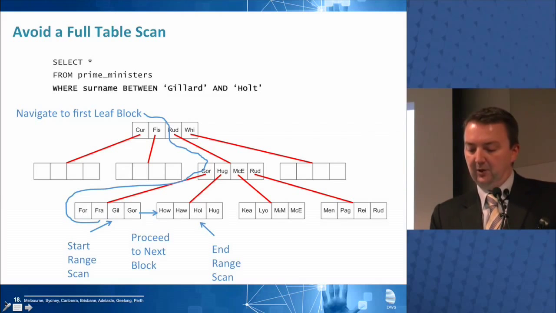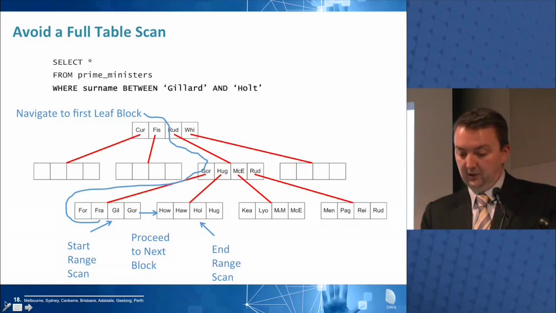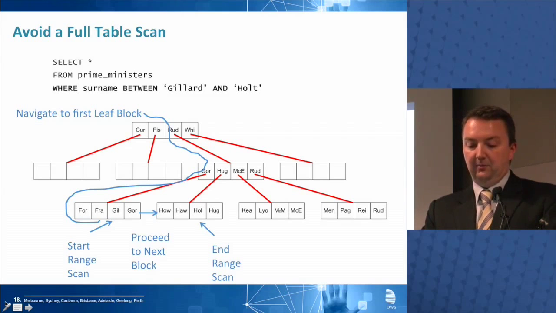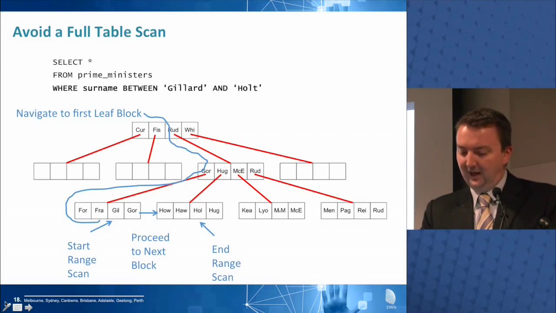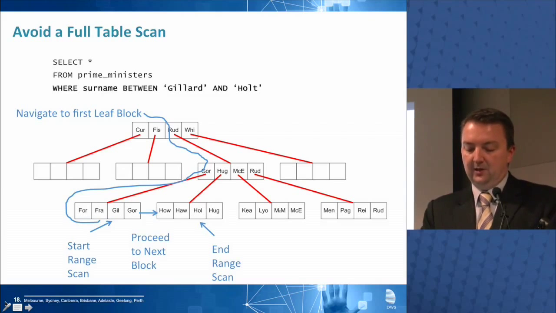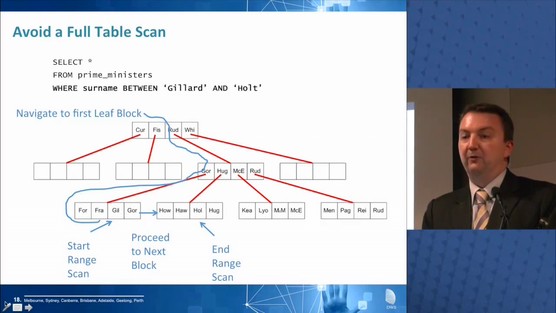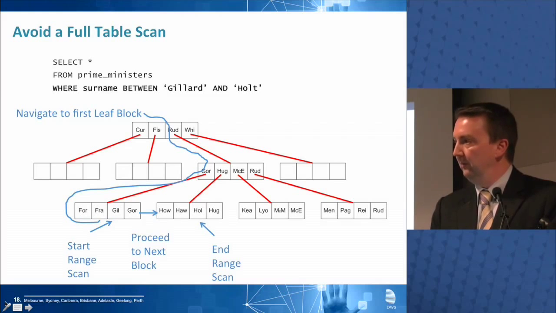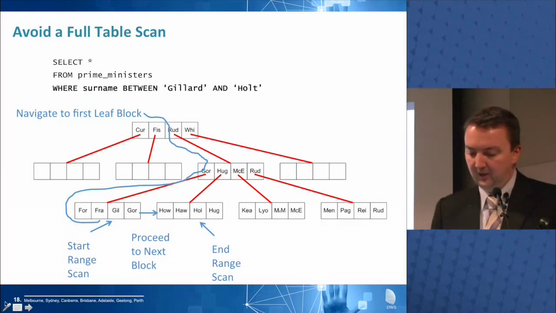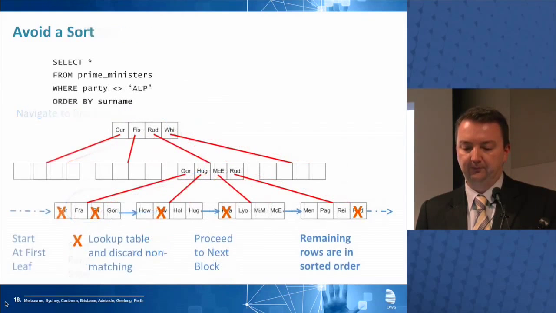So at the end of that block, nice address to the next one, which is Howard, Hawke, Holt, and Hughes. I got up to Holt, and I halted at Holt. When I see Hughes, I know I'm done, and I don't need to progress any further. So I've started my range scan, progressed to the next block, found Holt, or if Holt wasn't there, if I got alphabetically past it, then I'd stop looking, and that's the end of my range scan. So that's how a non-unique index scan works, avoiding a full table scan.